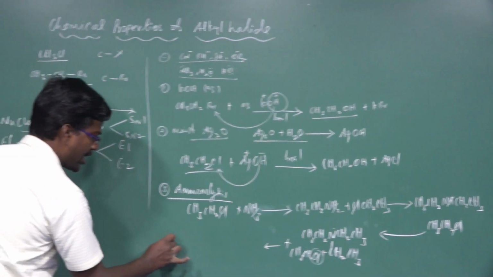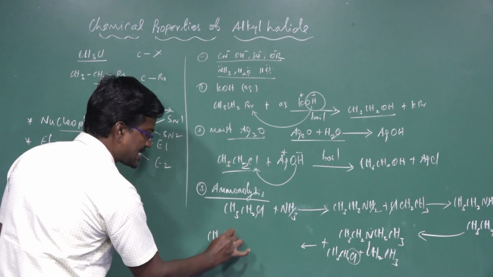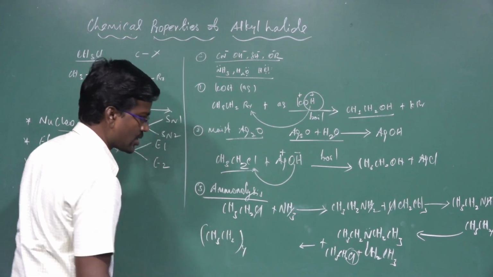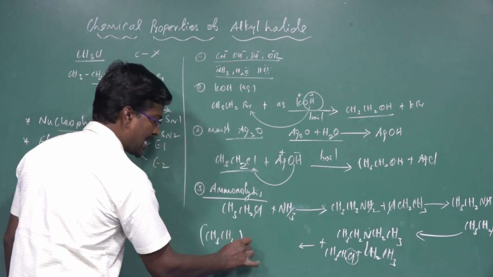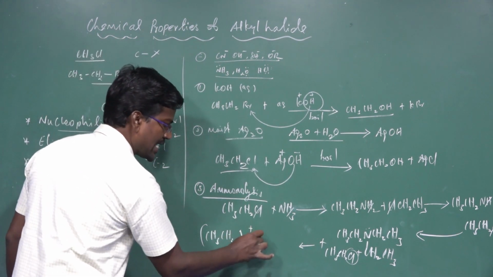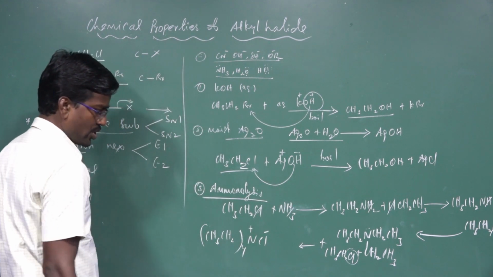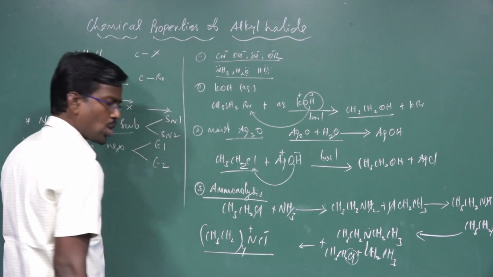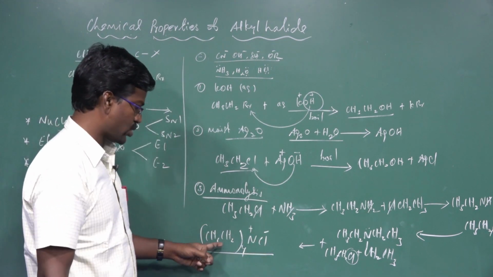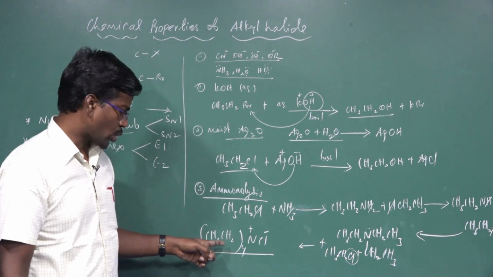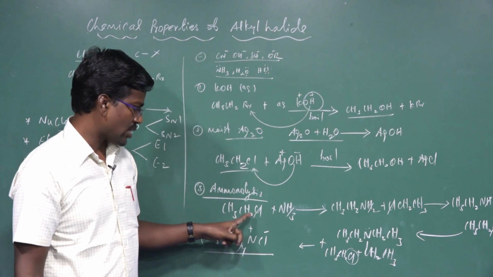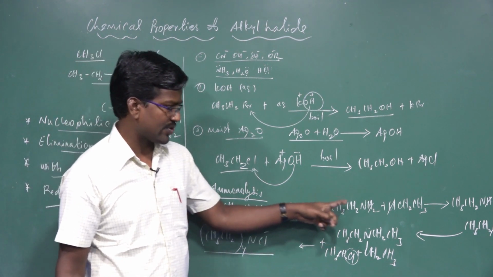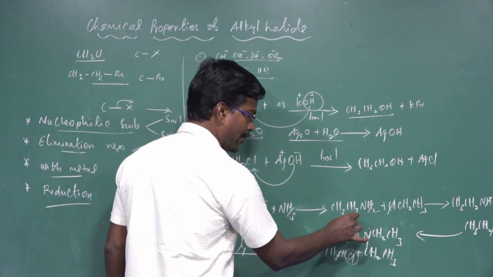Tetraalkyl ammonium chloride. What is the formula of tetraalkyl? CH3CH2 four times. Nitrogen becomes positively charged, and Cl becomes negatively charged. So this salt is otherwise called a quaternary ammonium salt. Quater means four. So quaternary ammonium salt, tetraalkyl ammonium chloride. So ethyl chloride reacts with ammonia to form a primary amine. It is ethylamine, a primary amine.